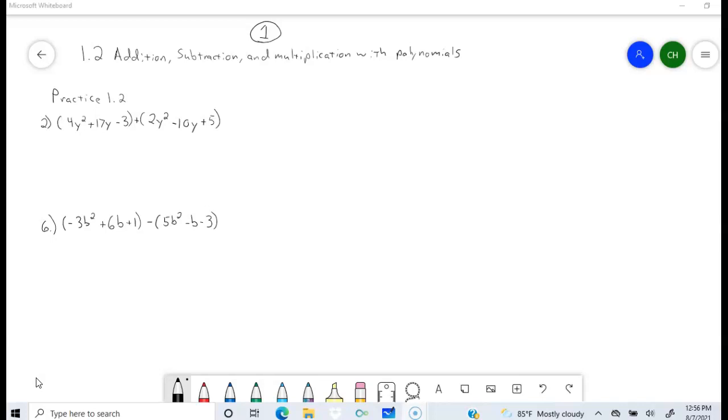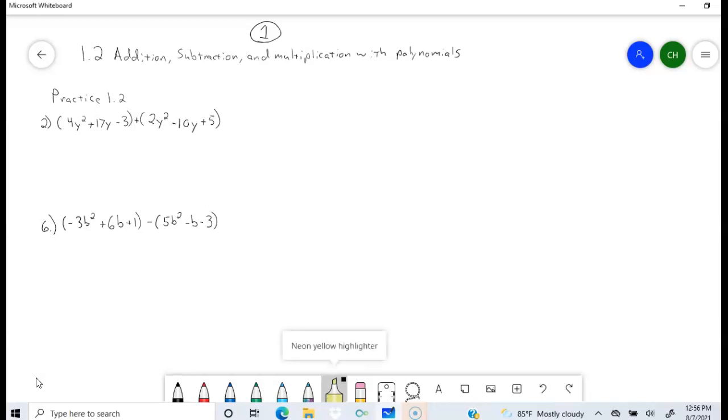We'll start with practice 1.2. All the definitions are on Quizlet. Make sure you get familiar with them. We're going to start on number 2. It's asking to find the sum or the difference between the polynomials. Whether it's a sum or a difference is really the biggest thing here.